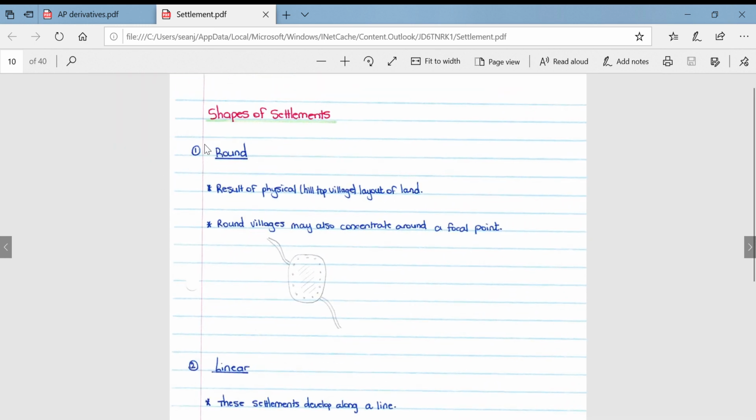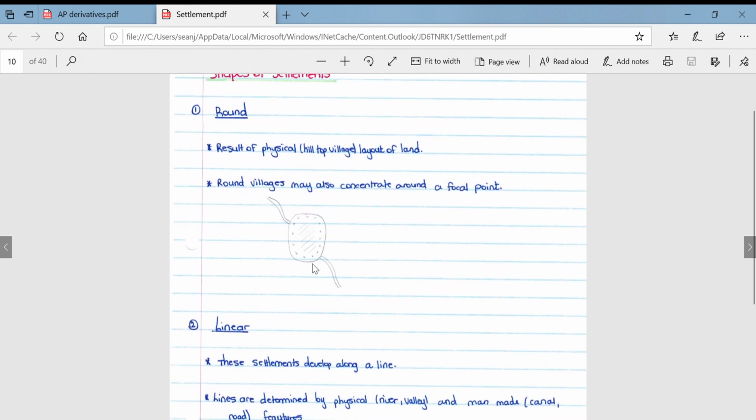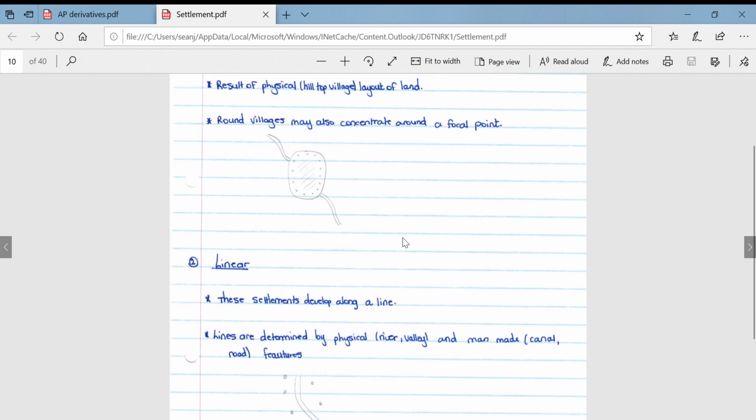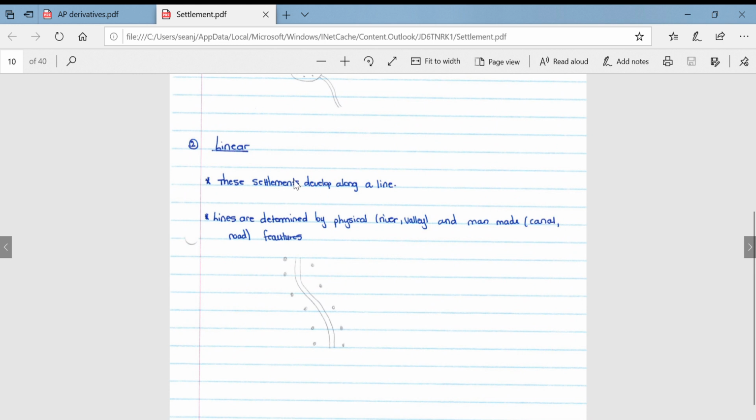Then if we look at shapes of settlements with respect to rural settlements, we look at round settlements as a result of the physical layout of the land, such as a hilltop village. Round villages may also concentrate around a focal point, such as a dam, etc. Linear settlements, these settlements develop along a line. The lines are determined by physical and man-made features. Some of the physical features that could promote linear settlement shapes include rivers and valleys, and some of the man-made features that might promote linear shaped settlements are canals, a road, or even a train line.